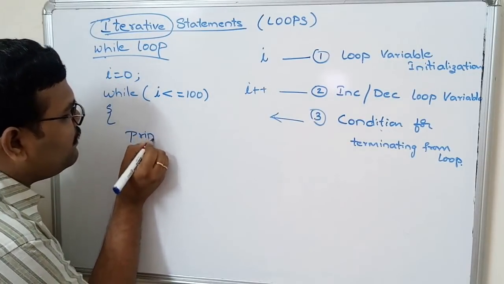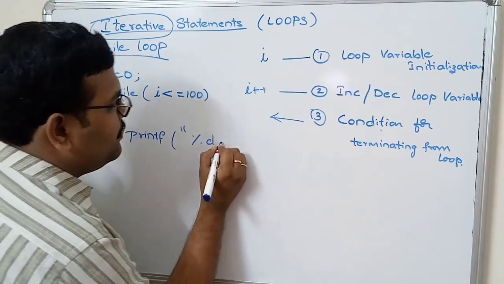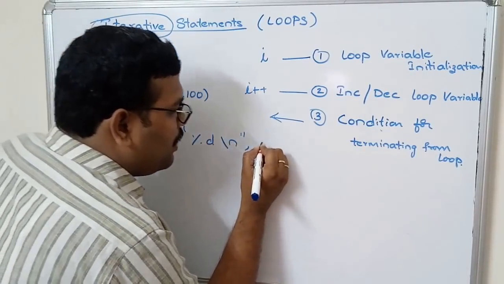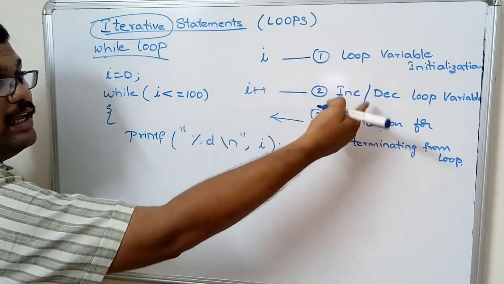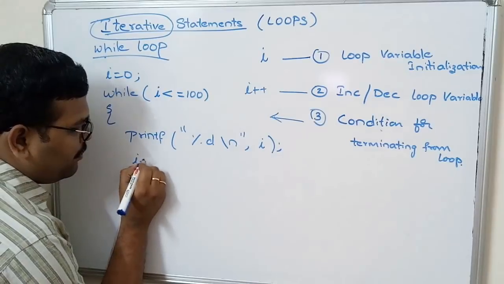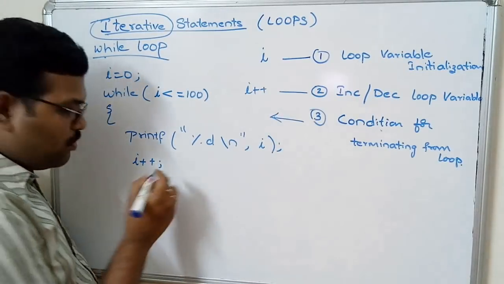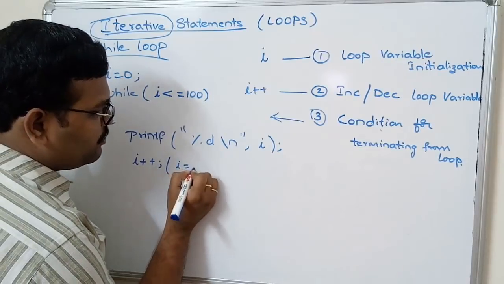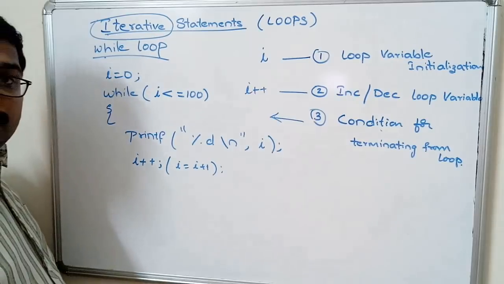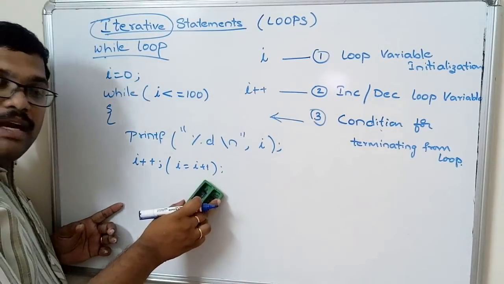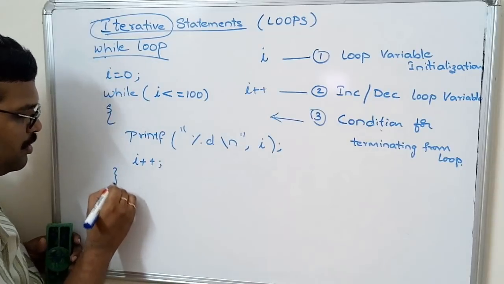We have to print the I value, printf %d\n, I. Now we have to increment the loop variable I. We can write this as I plus plus or I is equal to I plus 1. We can write any statement; I is equal to I plus 1 is correct, or I plus plus is correct. So close the loop.